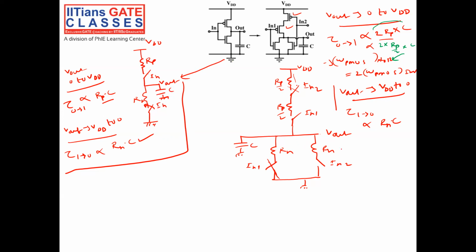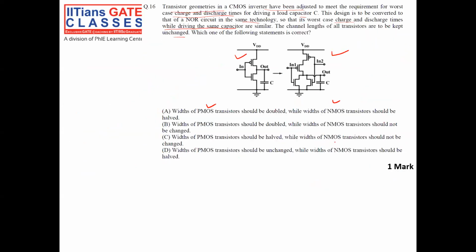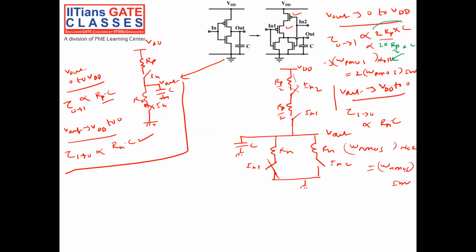So the W of NMOS in NOR gate should be equal to the NMOS in inverter. Clear? So the answer: you understand that width of PMOS should be doubled while the width of NMOS should be halved. No, this is wrong. Width of PMOS should be doubled. Width of NMOS transistor should not be changed. This is the answer. Because in order to make my charging and discharging time similar, I have to make PMOS double and NMOS same as inverter. Okay, I think this is clear to all of you.